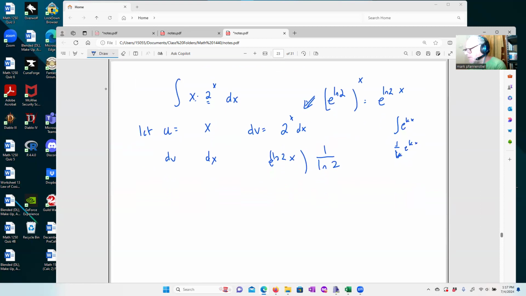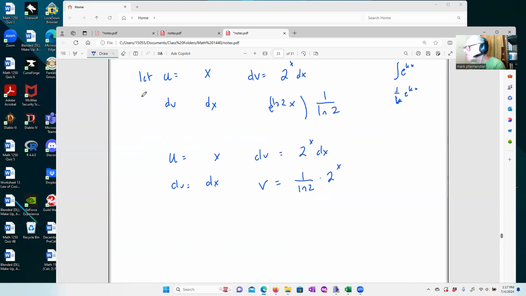So clean this up a little bit. So we've got u was equal to x, du was equal to dx, dv was equal to 2 to the x dx, v is equal to 1 over ln 2 times 2 to the x. Okay, so let's go ahead. Now we're going to apply our integration by parts. It was uv, so that's x times 2 to the x over ln 2 minus the integral, right, of 1 over natural log 2 times 2 to the x dx.